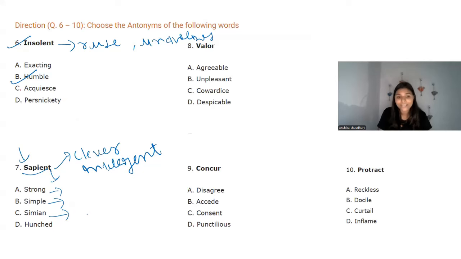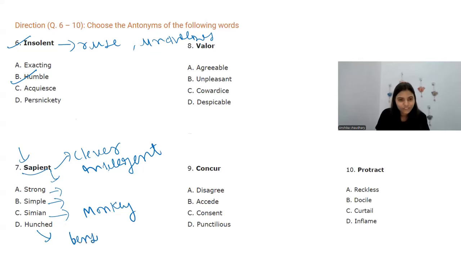Simian. Simian is a kind of monkey, right? It is a species of monkey. So I'm directly writing monkey only. Hunched. What is the meaning of hunched? The meaning of hunched is quite different, right? It is bended shoulders. Okay.